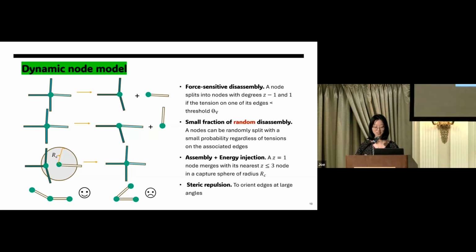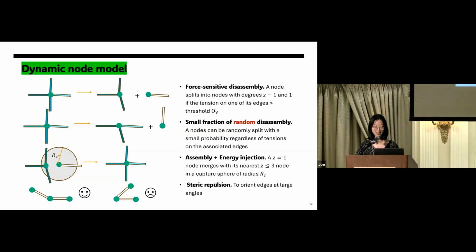And of course, the opposite is edge merging, node merging. All right. So a degree 1 node can merge with its nearest degree 3 or less node in a capture sphere. And lastly, we have a steric repulsion, because a degree 1 node can swing around, and we want the edges to form large angles rather than small angles. Okay, so this is our model.